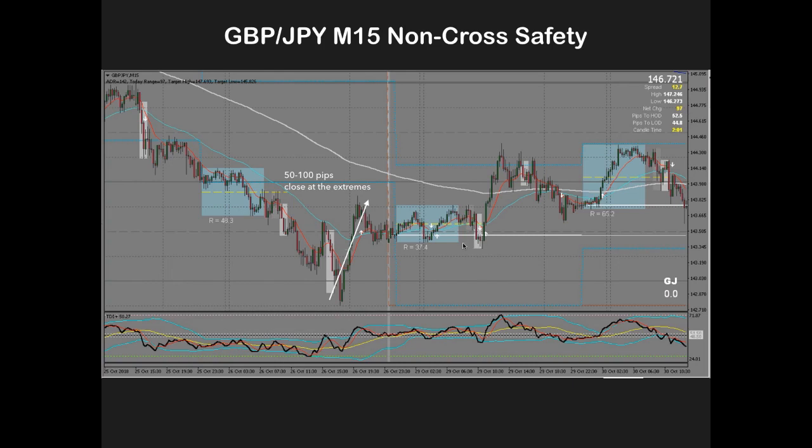which we get right here. A nice little move outside of Asia. The first leg was actually in Asia. Second leg here, with a nice big shift candle that closes above the EMAs. Visible stop hunt.